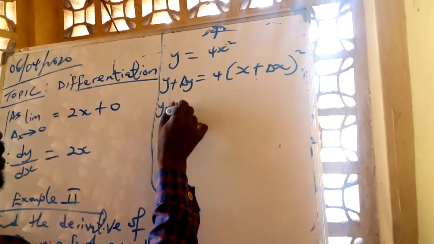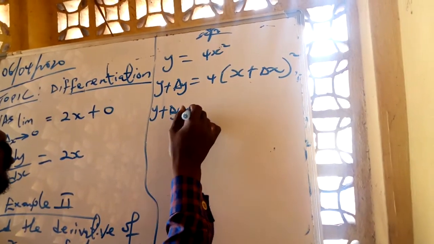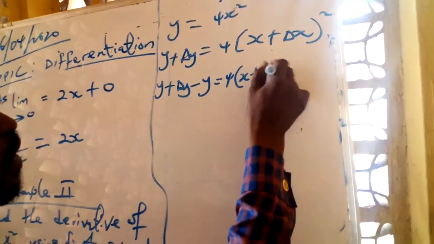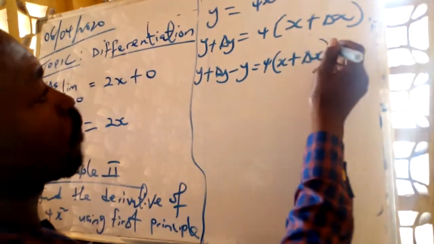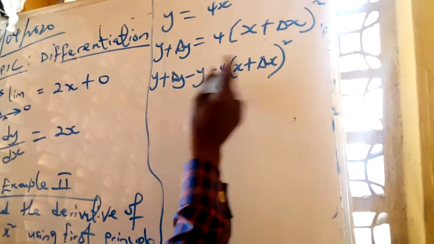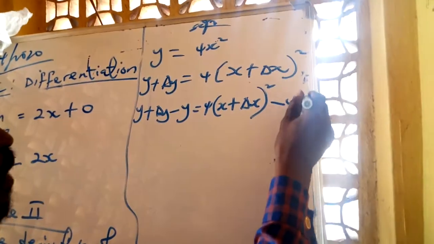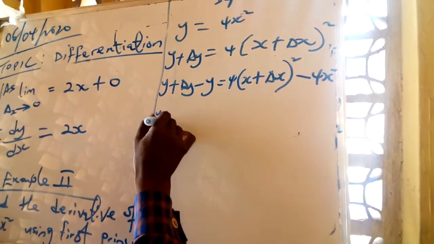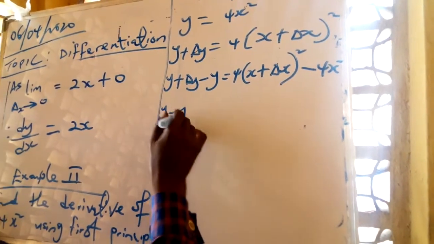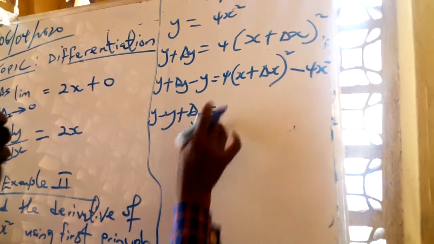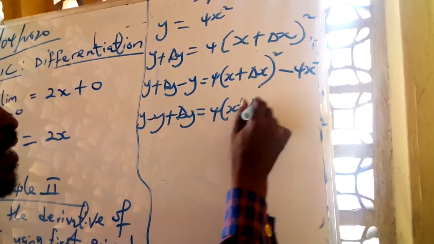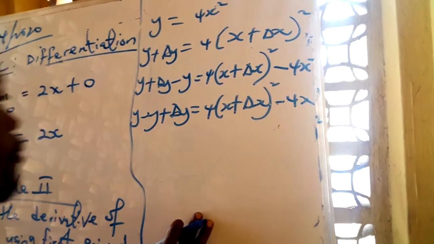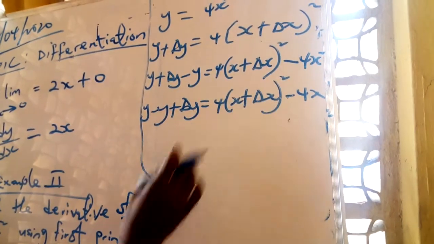y plus delta y minus y equal to 4 open bracket x plus delta x close bracket, of course you are squaring it, squared, then minus your 4x squared. The next procedure, collect like terms. You have y minus y, plus delta y equal to 4 open bracket x plus delta x close bracket, then minus 4x. Isn't it? Let's see how we can expand this now.